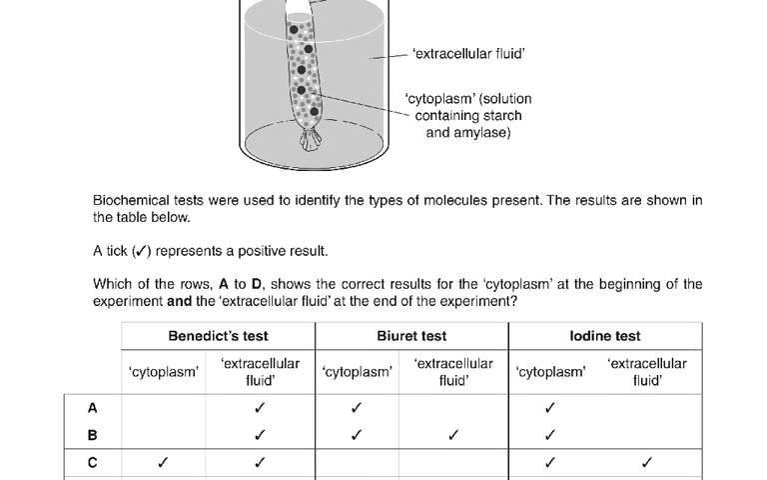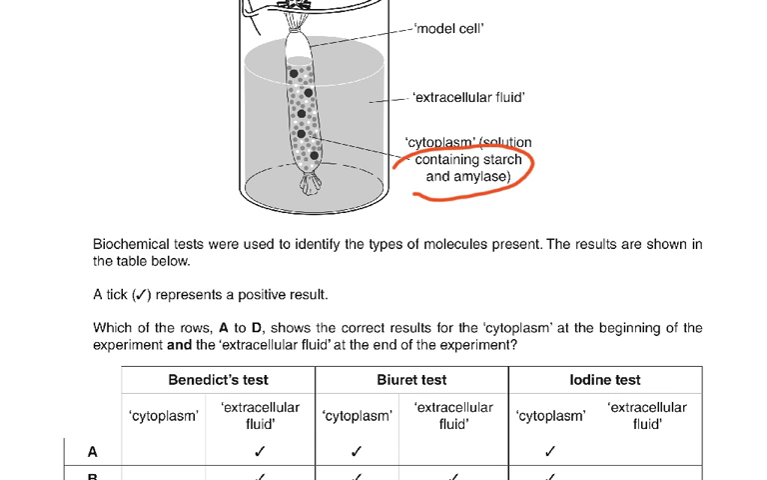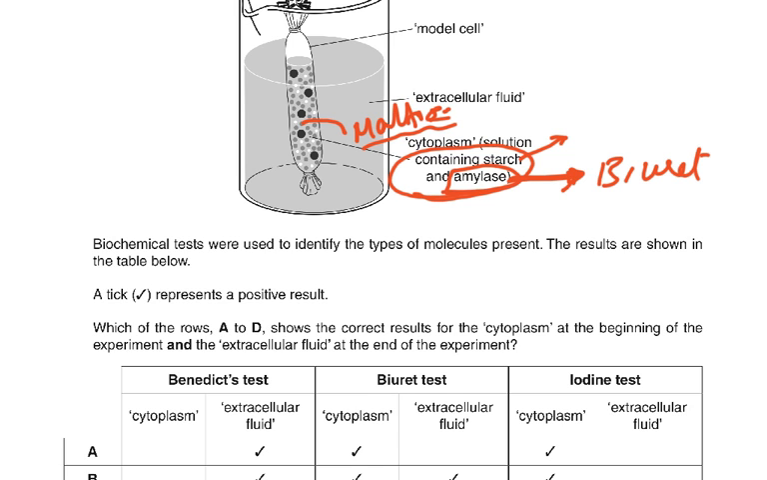So you have to understand that starch is going to be digested by amylase. So what is going to come out is maltose. Starch cannot come out and amylase cannot come out. Now amylase is an enzyme, and an enzyme is a protein, so it's going to give you a positive test with biuret reagent. Starch cannot come out. Starch is going to give you a positive test with iodine. Maltose will give you a positive test with Benedict's test, the reducing sugar test.